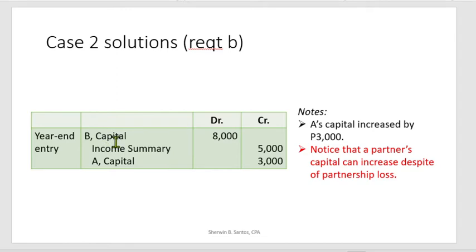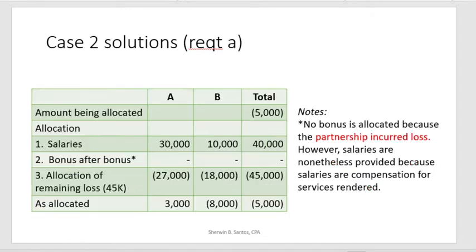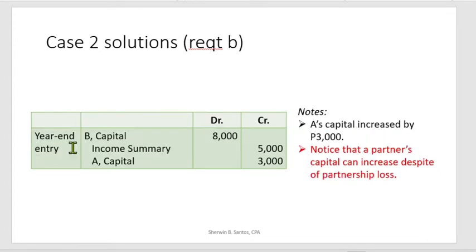Based on our computation, B's share comes from 8,000, then A will receive 3,000. Okay, pansinin mo, debit B capital, binawasan siya ng 8,000. Then credit income summary, 5,000. Then credit A capital, 3,000. So kahit na loss pa yan, nadagdagan pa rin ang capital ng isang partner.